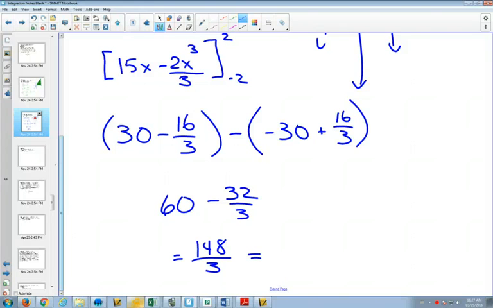a decimal, what would that be? 49.3 repeated, something like that. Quick check. Good, perfect. So again, since the entire curve was positive to begin with, this is relatively straightforward.